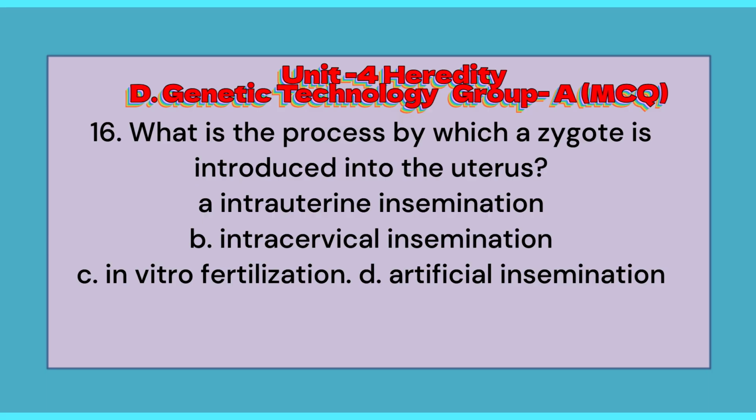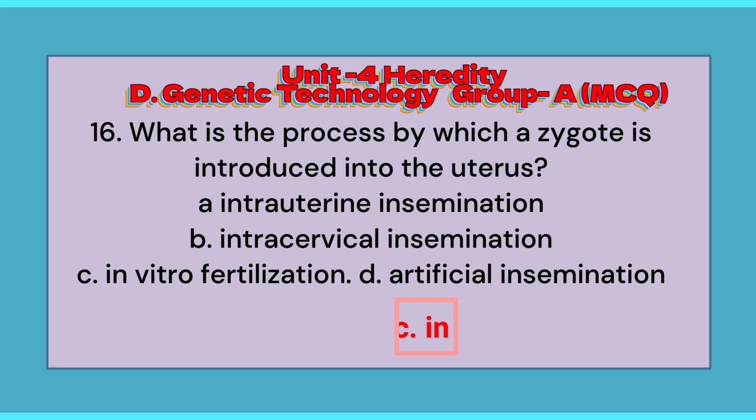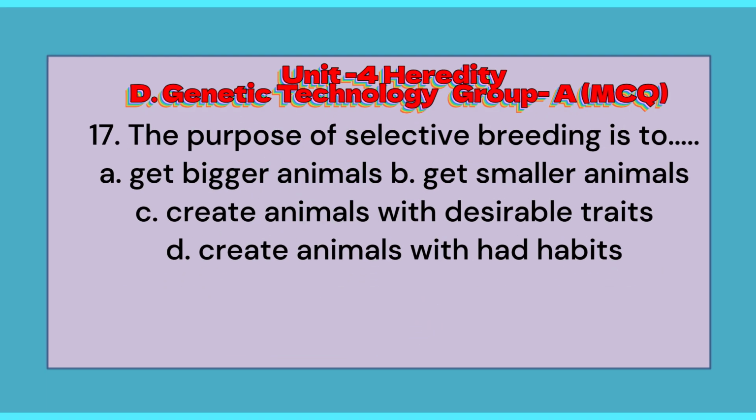16. What is the process by which a zygote is introduced into the uterus? A. Intrauterine insemination. B. Intracervical insemination. C. In vitro fertilization. D. Artificial insemination. Correct answer: C. In vitro fertilization.